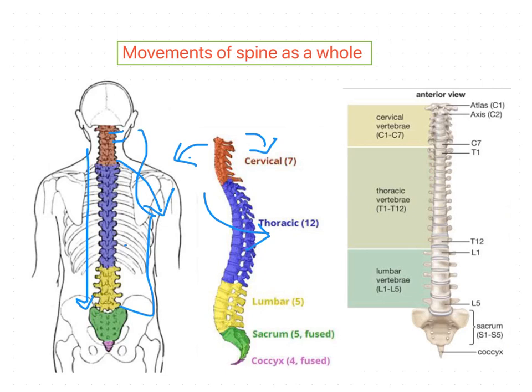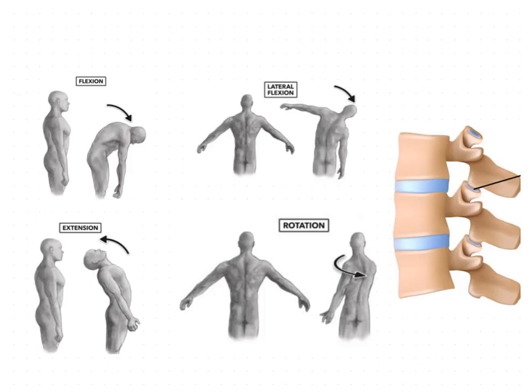If you see how these movements take place, this is the entire trunk movement, which includes the cervical, thoracic, and lumbosacral regions. So this is the flexion of the trunk, and this is the extension of the trunk. This is the lateral flexion, and this is the rotation. Here you can see this is the right side rotation.